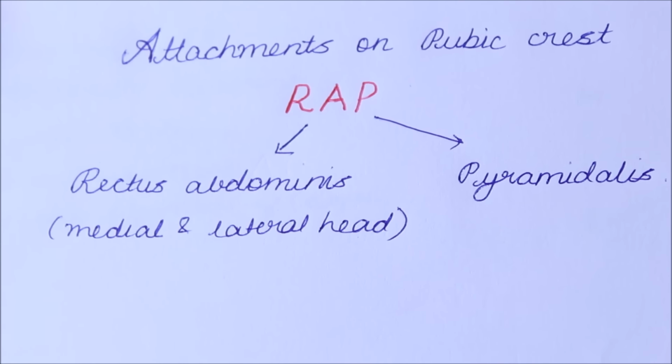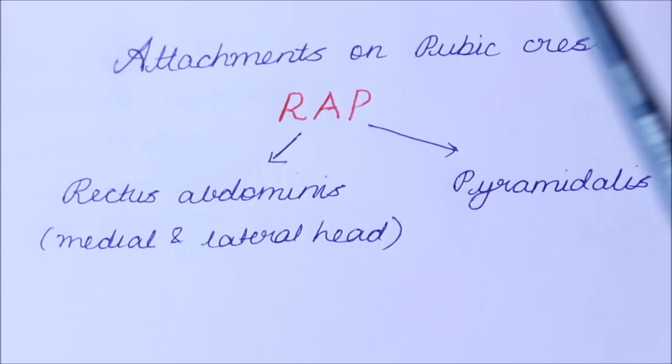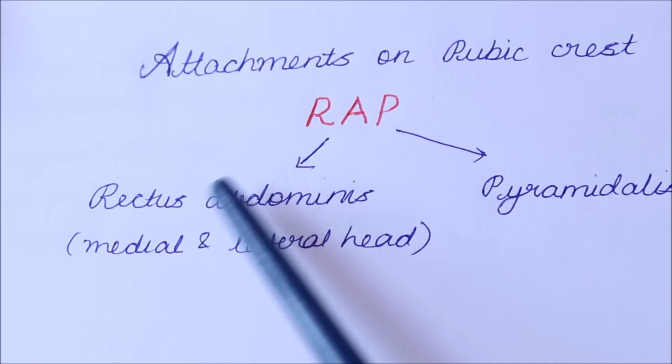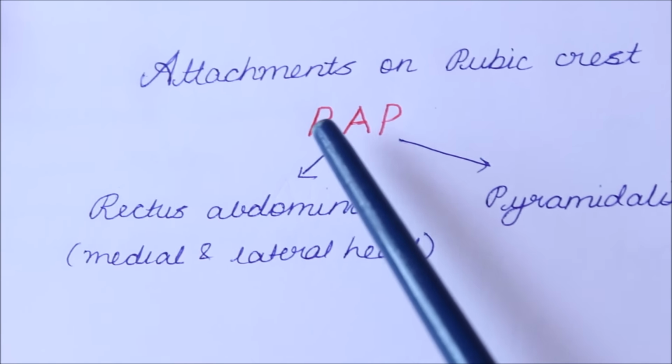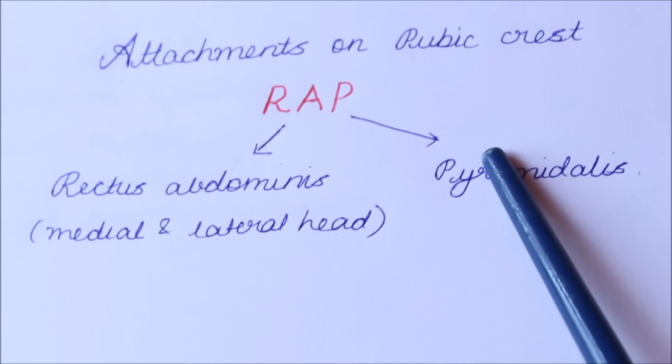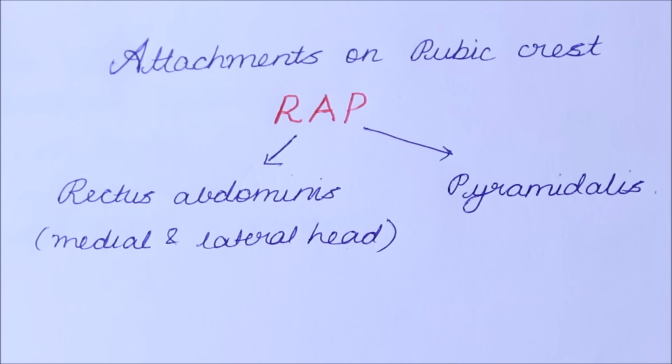Now an easy way to remember this is by the use of the mnemonic RAP. R stands for rectus abdominis, both the medial and the lateral head, which have origins, and P stands for pyramidalis, which also has an origin on the pubic crest.